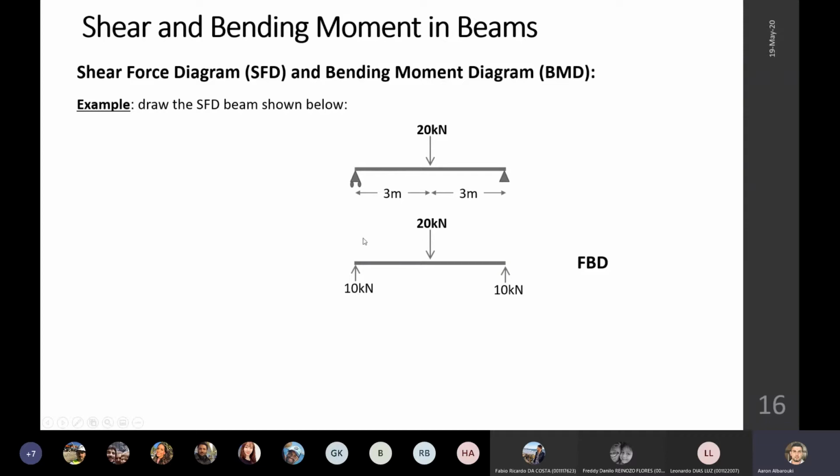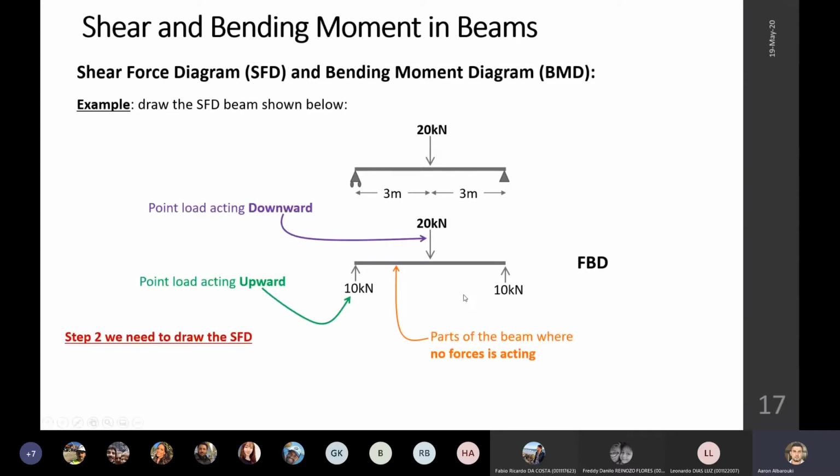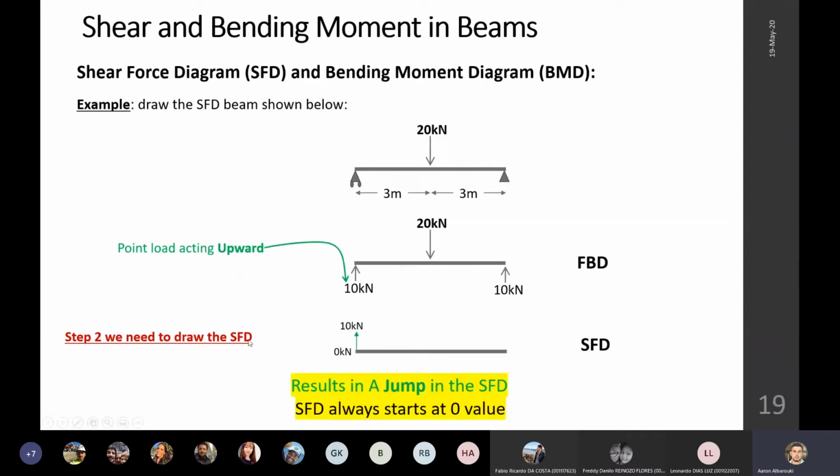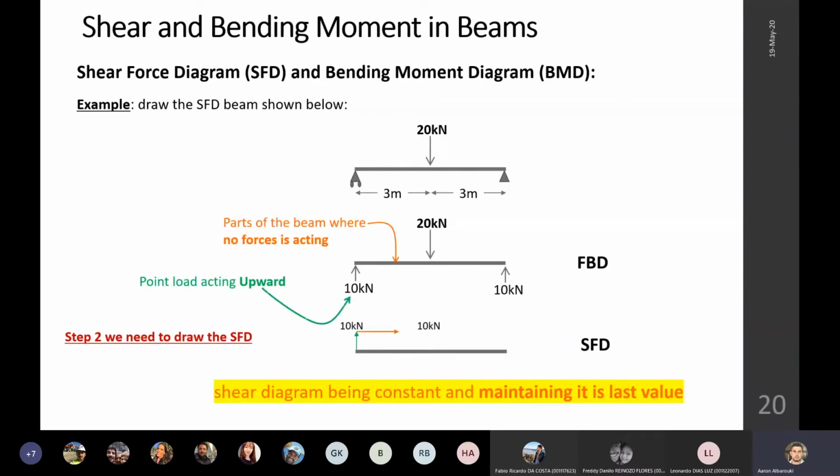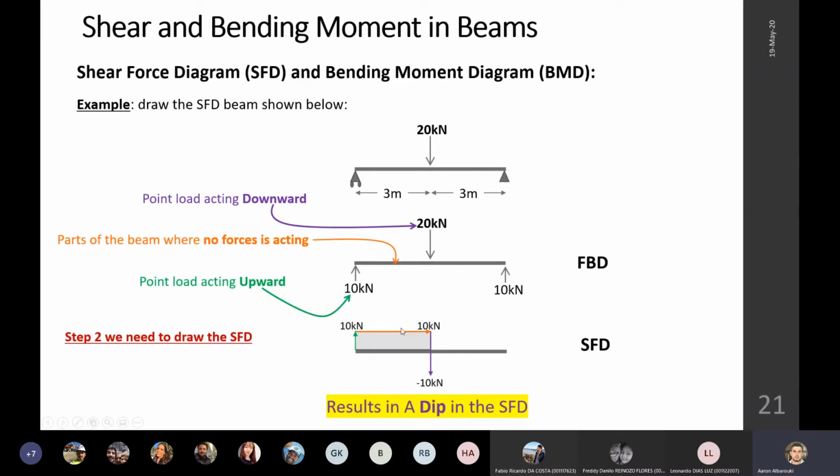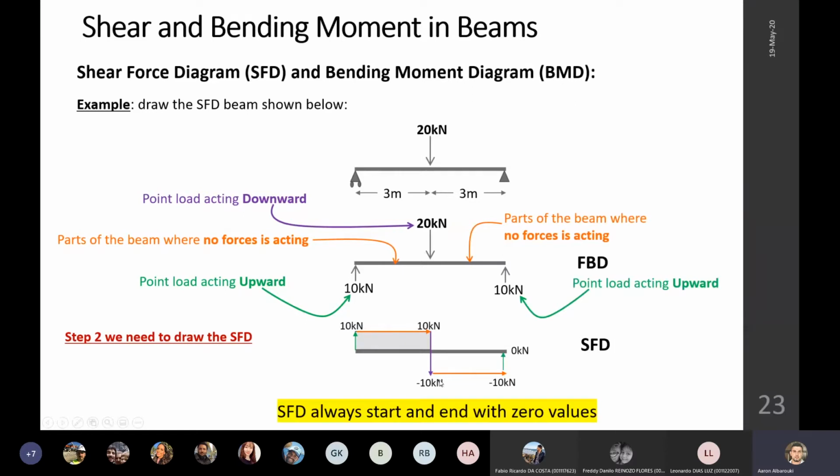Then in between these two forces, there's nothing in the beam, so the diagram maintains its last value of 10, then dips down by 20, maintains that value, and then goes up again by 10. We have to make sure that we start at 0 and finish at 0. That is a good way to make sure our shear force diagram is correct. We went straight down by 20, from positive 10 to negative 10, then maintained the same value and went back to 0.